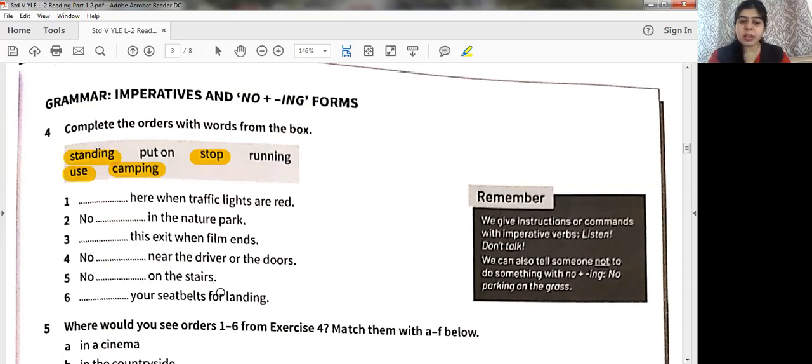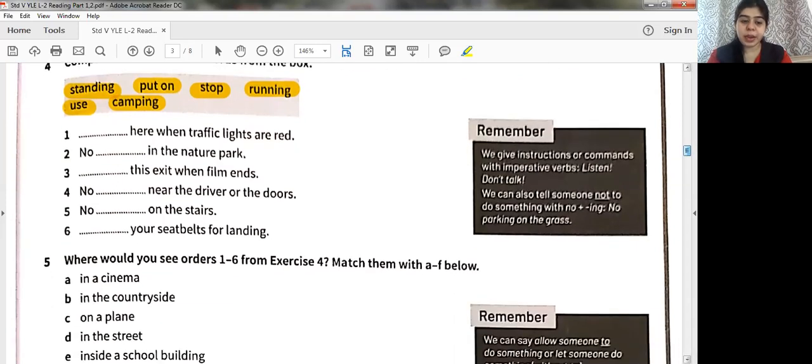Fifth, no dash on the stairs. No running. Yes, in your corridor, in your schools, on your school stairs, your teachers always tell you no running on the staircase, right? So it is no running on the staircase. Sixth, dash your seat belts for landing. Now, when you travel by aeroplane, students, the air hostess always tells you to put on your seat belt. So it is put on. Okay. Now let us move to question number 5.